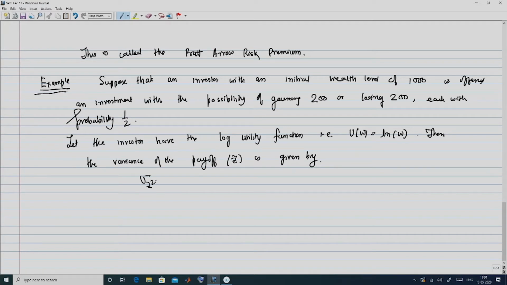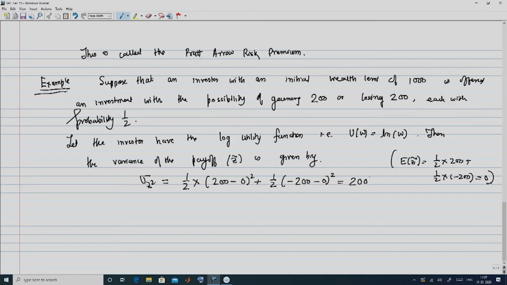sigma z square. So, remember here E of z tilde, which is half into 200 plus half into minus 200, this is equal to 0. So, sigma z square is going to be half into the random variable 200 minus 0 square plus half into the random variable minus 200 minus 0 square. So, this turns out to be equal to just 200 square.